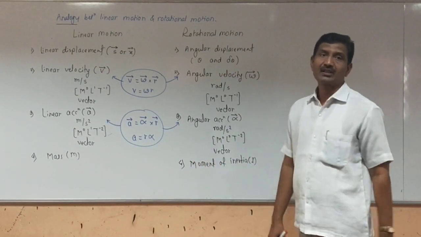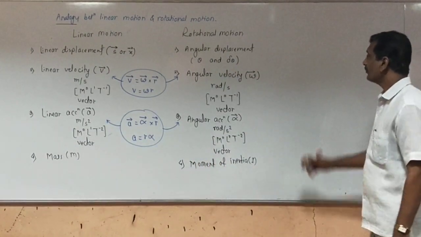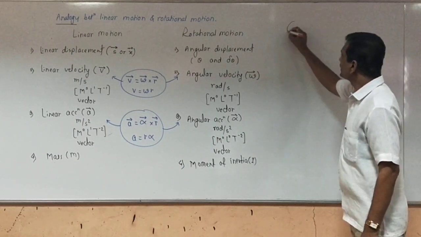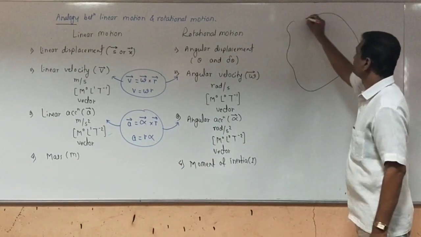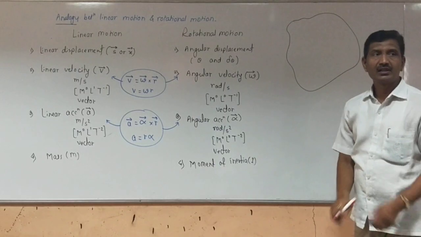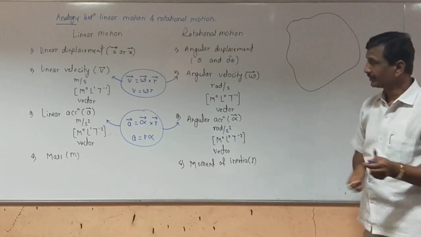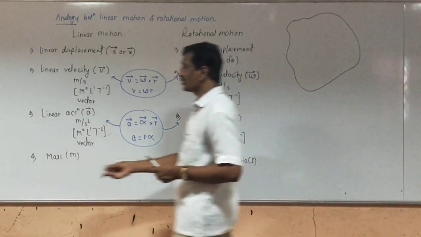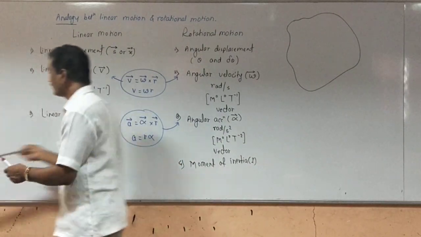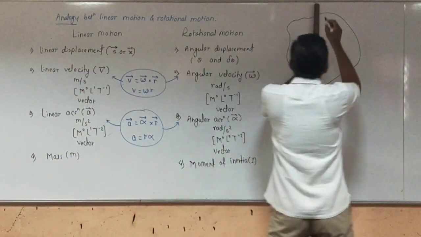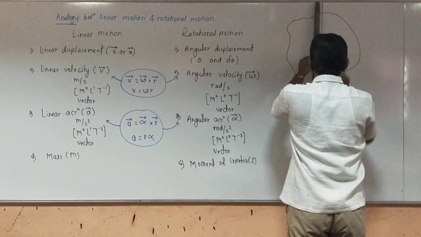Now, the question is, what is the moment of inertia? We consider a rigid body of any shape. This is a rigid body of any shape. This rigid body is rotated about a fixed line. That line is called the axis of rotation.